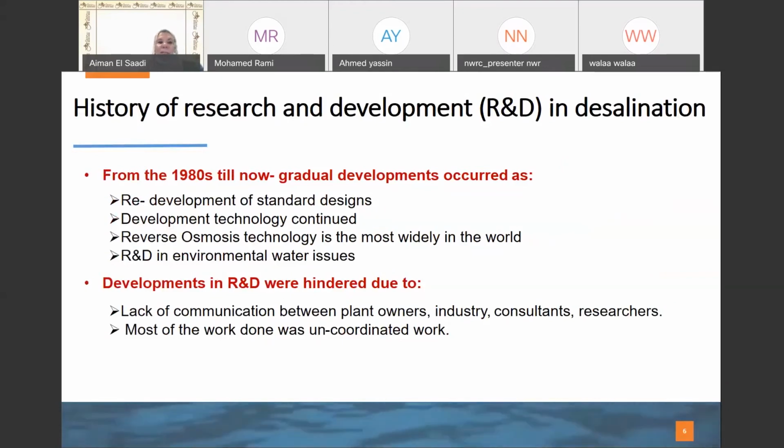Regarding the history of research and development in desalination, this is the literature review from 1980 till then. The development included changes in plant size, standard design, technology uses, and environmental water issues. The obstacles are lack of communication between plant owners, industry consultants, and researchers. Also, lack of communication and coordination between different parties.